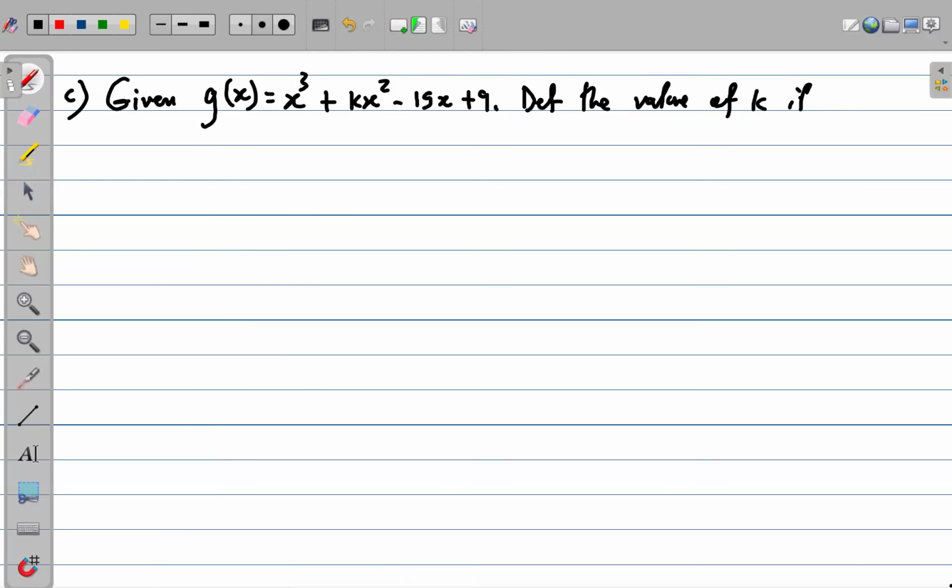if g of x is divisible by x plus 3. Now, I can tell you, of course, if you have understood the lesson and what I have been doing so far, that you know how to do this question. The only one thing that is going to throw you away is the word divisible if you do not understand what it means. Which goes back to my all-time sermon.